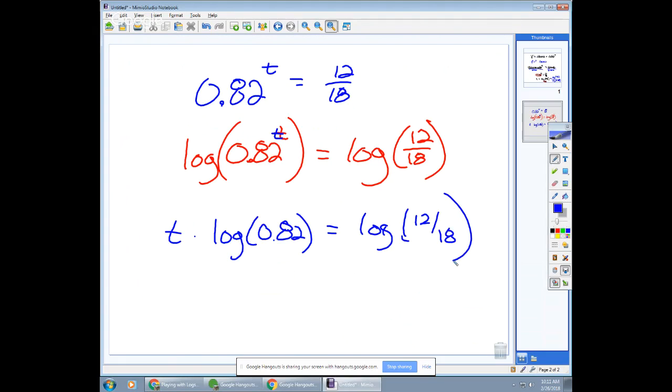So t is now what I'm trying to solve for, right? How do I undo multiplication? Division, so I divide both sides by this log of 0.82. And that gives me the answer I found the other way.